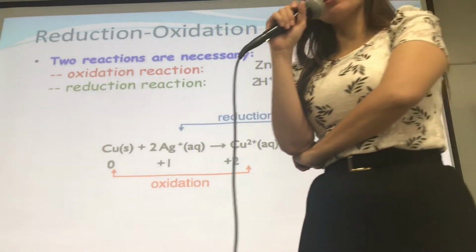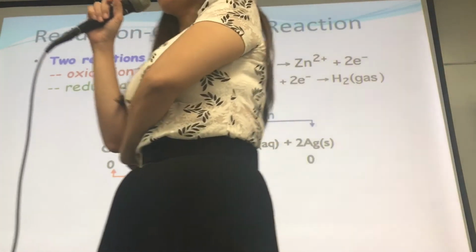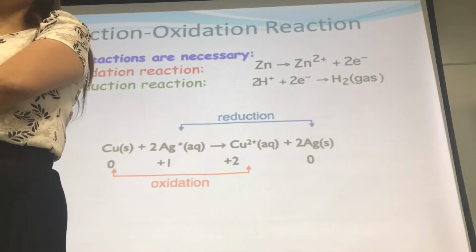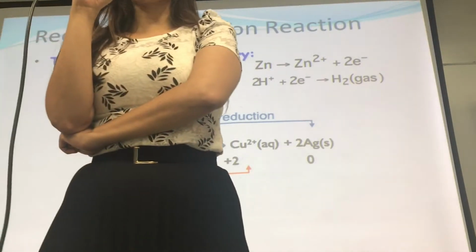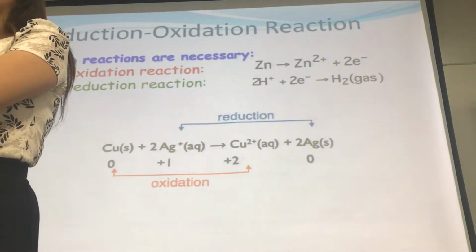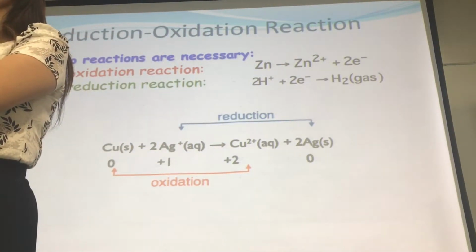So at the anode, when redox is occurring, does the anode get fatter or thinner? Anode, fatter or thinner?